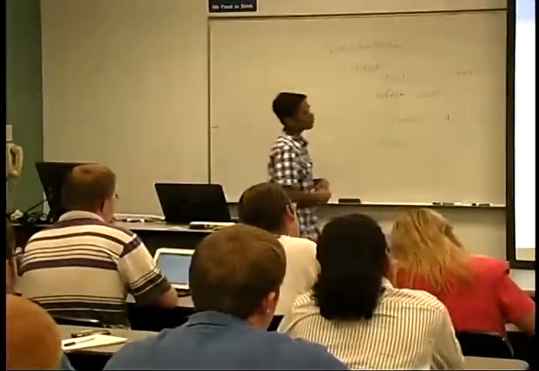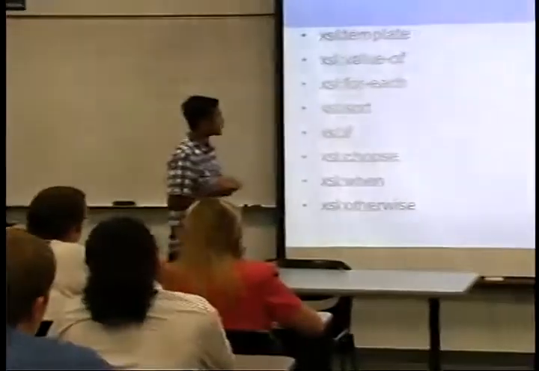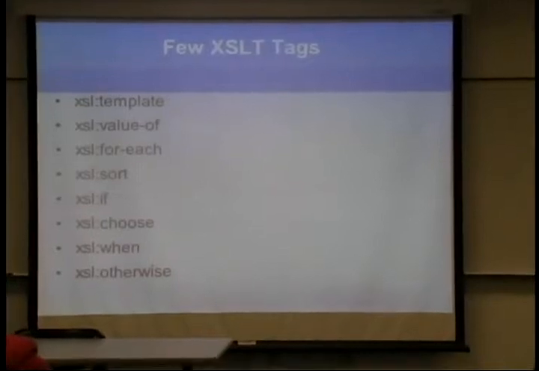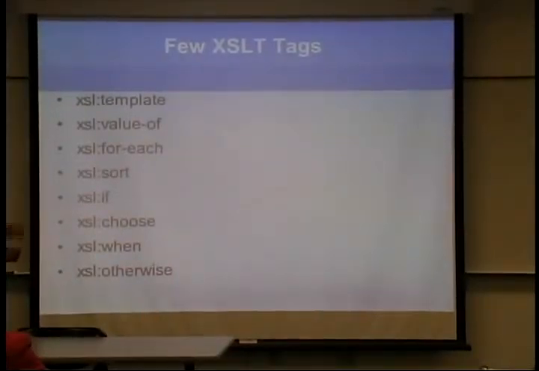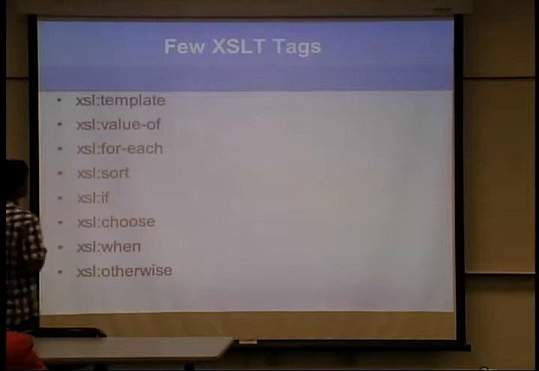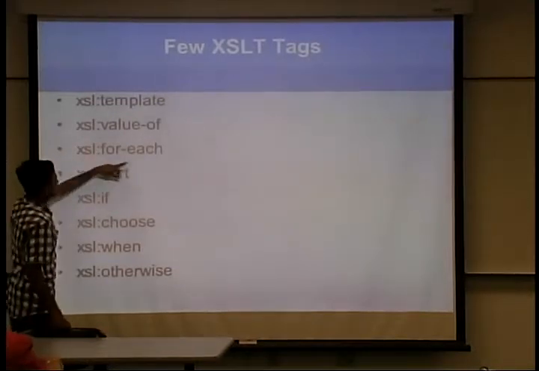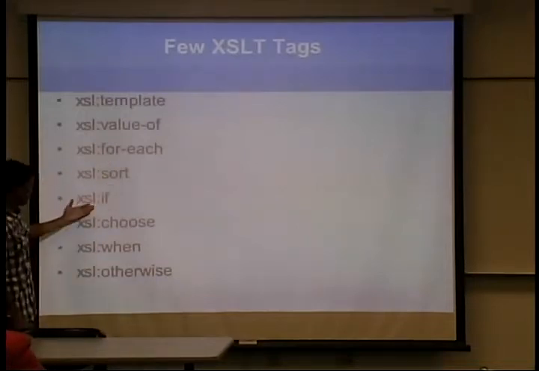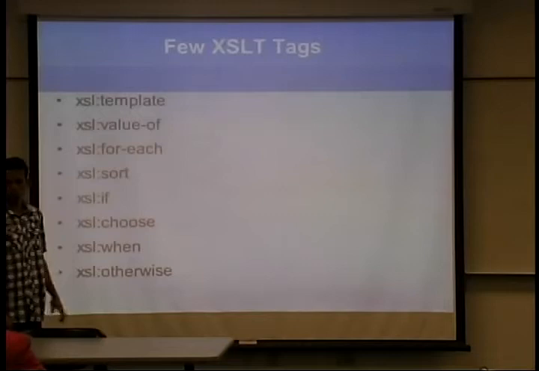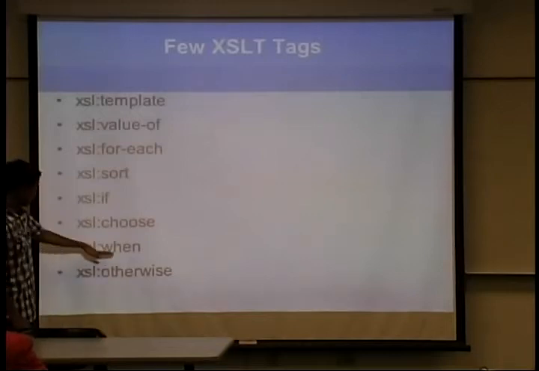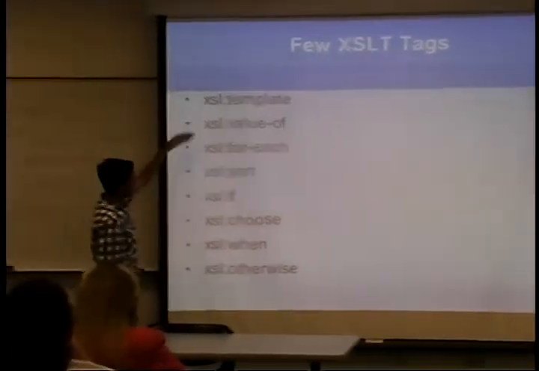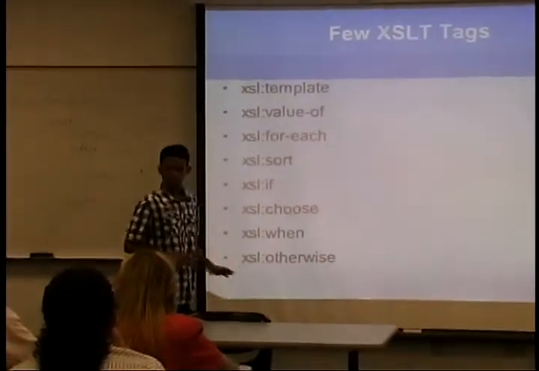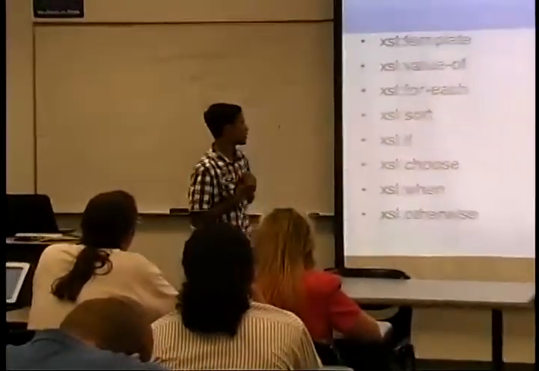Here are a few tags from XSLT. All these are predefined things, almost all self-explanatory. Here, this is a loop. You know Java has this kind of thing, and this is the sort. Choose is almost the same as switch statements, and when is almost like the if. They have this particular vocabulary so that you can use these things to convert the XML. Let's see how to do that.